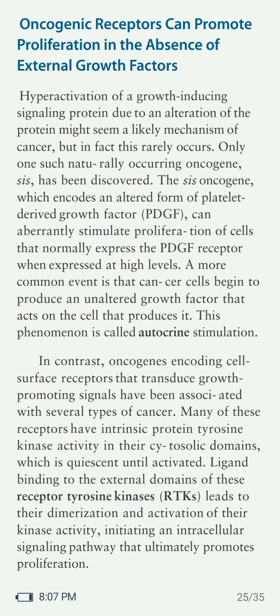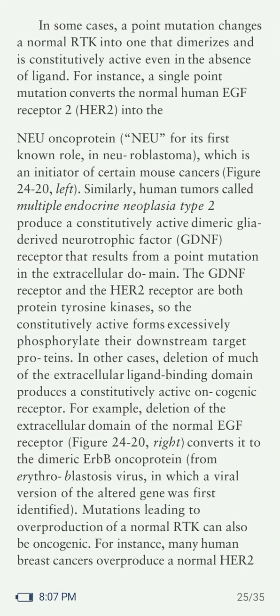In contrast, oncogenes encoding cell surface receptors that transduce growth-promoting signals have been associated with several types of cancer. Many of these receptors have intrinsic protein tyrosine kinase activity in their cytosolic domains, which is quiescent until activated. Ligand binding to the external domains of these receptor tyrosine kinases (RTKs) leads to their dimerization and activation of their kinase activity, initiating an intracellular signaling pathway that ultimately promotes proliferation.